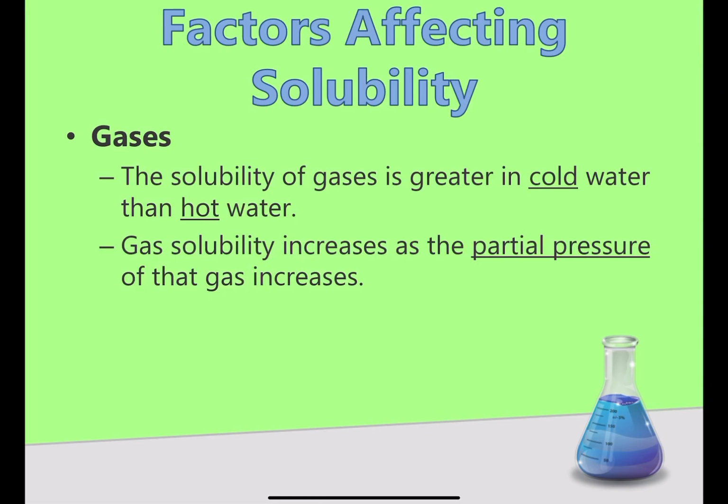Also, gas solubility increases as the partial pressure of that gas increases. So this is really evident in, I'm going to write fish here. Maybe you want to write fish there so you can remember that. Fish in the ocean. Okay. Colder equals more oxygen. So fish live deeper. Okay.